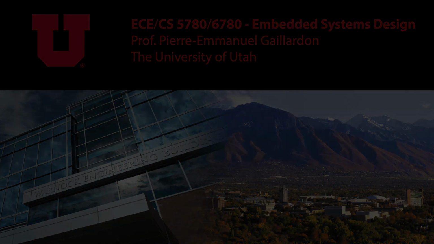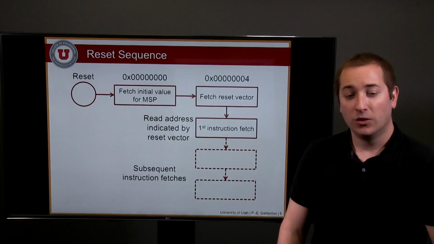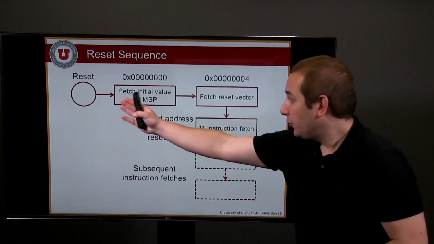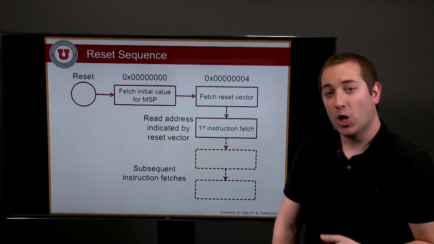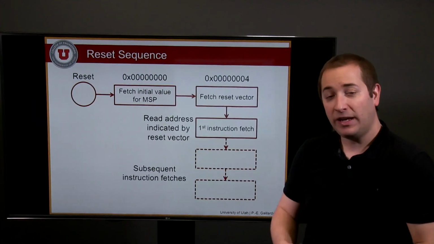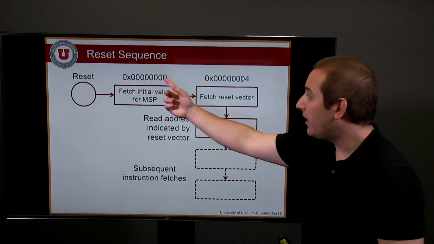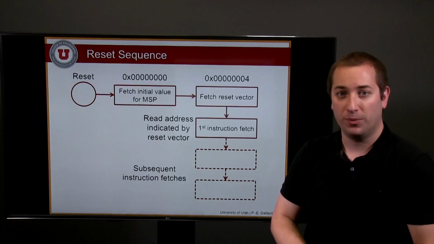Let's now see what happened at processor startup. When you turn on the power on your processor, the following reset sequence will be triggered. After the reset, the very first operation that your processor will do will be to fetch the data contained at address 0 in your memory address space, and that address contains the initial value for your memory stack pointer.